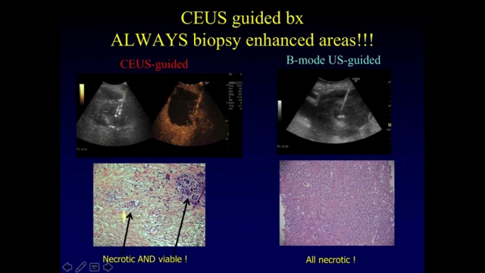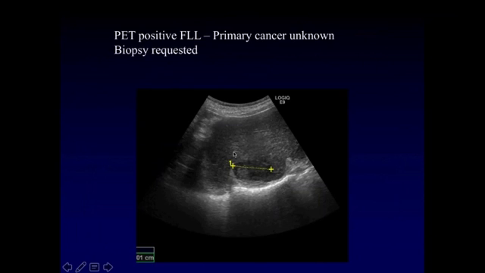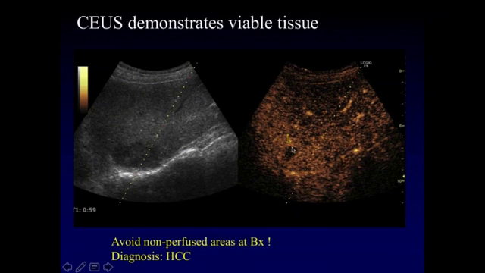You get the diagnosis: necrotic area, but also viable tissue, and this was a CCC, cholangiocarcinoma of the liver. There's another nodule. It looks small and very well defined. You may not suspect there would be necrotic areas, but actually there were. This small area up here was without contrast agent uptake, and if you take the biopsy from here, you would get necrotic area. The biopsy was taken from the perfused area and the diagnosis was an HCC.